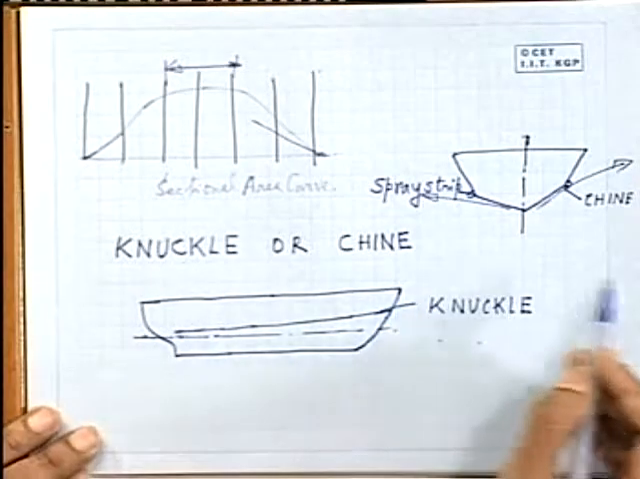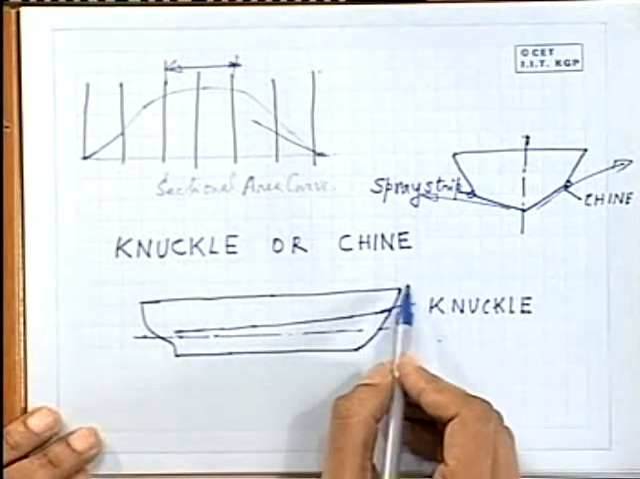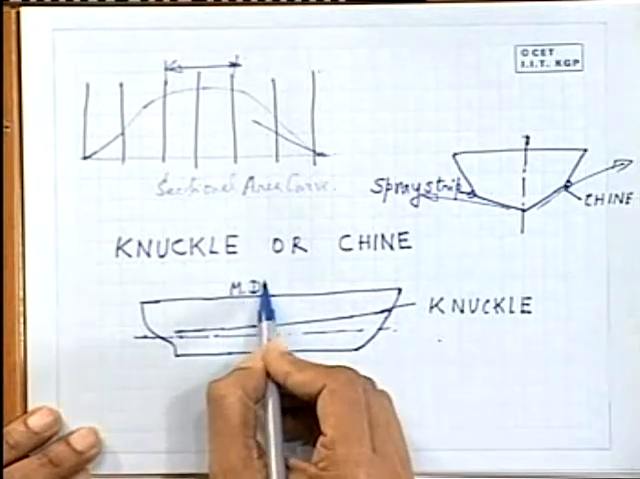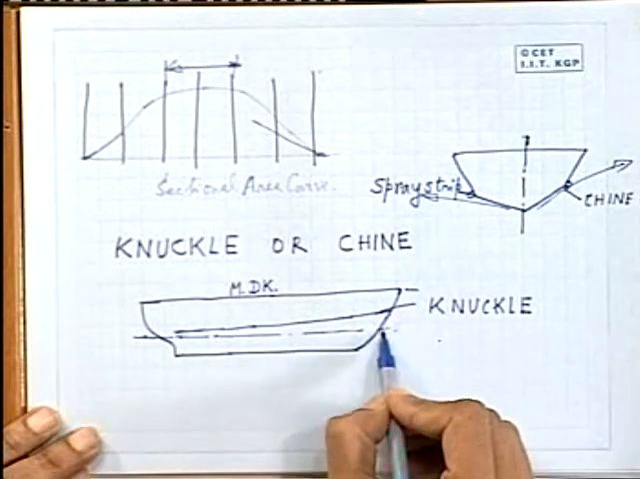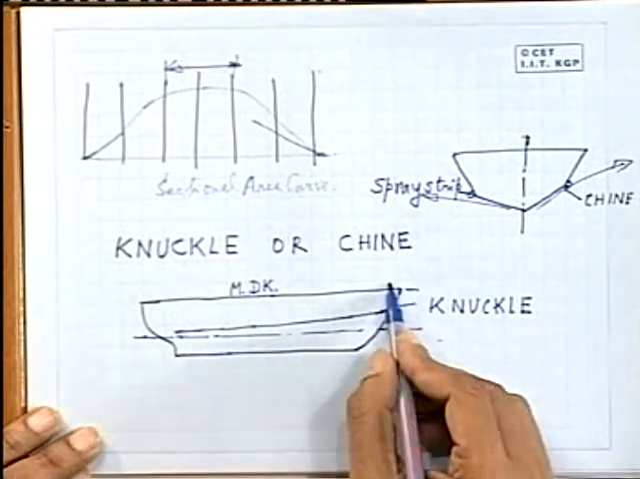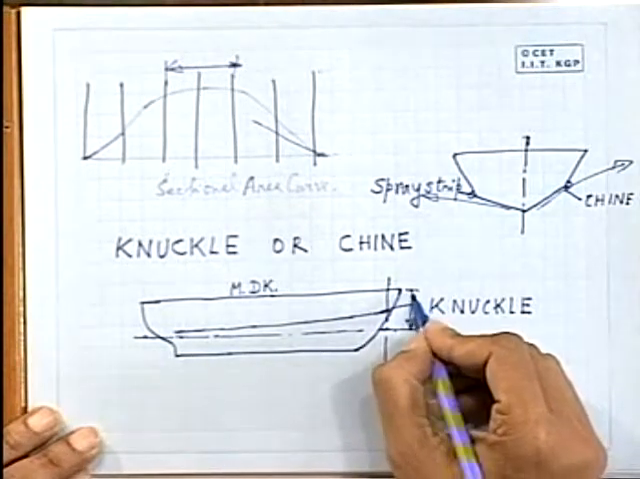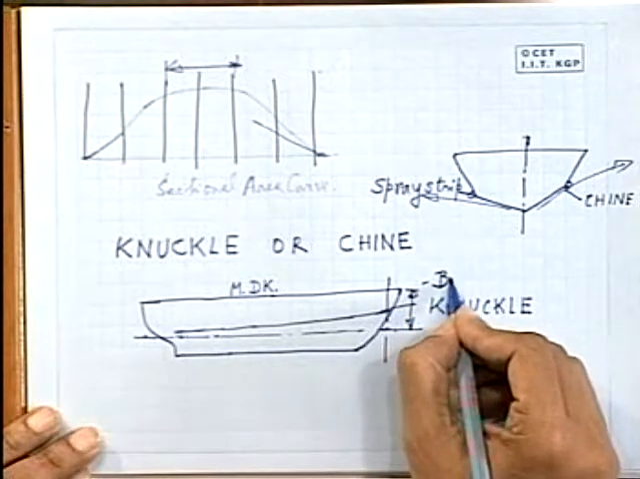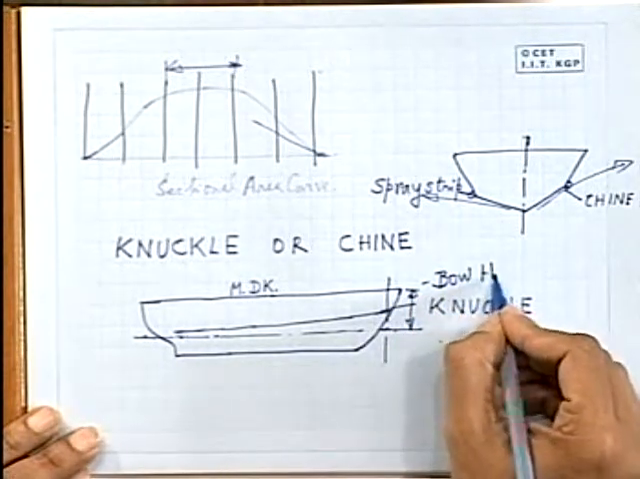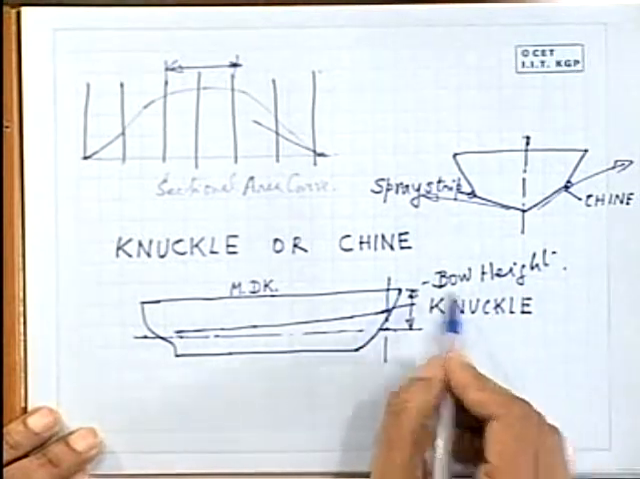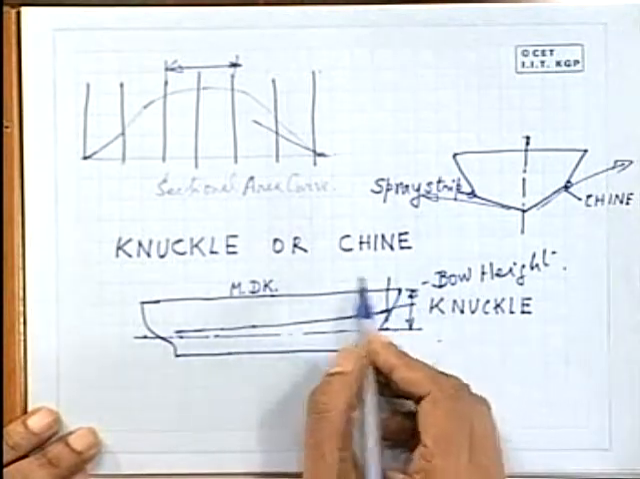So deck wetness, I have told you, is prevented by one or two means. This is one of the means by which deck wetness is prevented in the ship. Another is you give a certain height to the main deck. The main deck by the rules is given, at the forward perpendicular, a certain height which is called the bow height. Now bow height is given in order to prevent green seas from coming and crashing on the main deck.